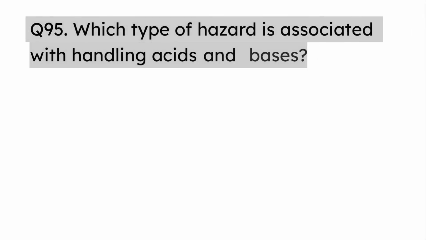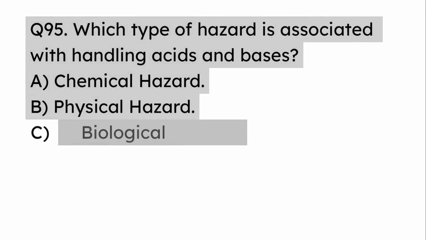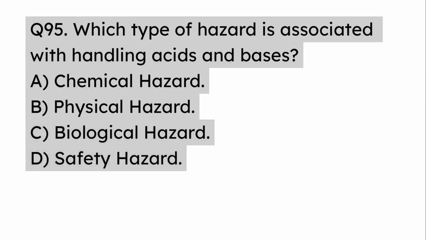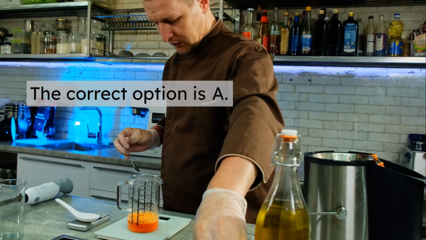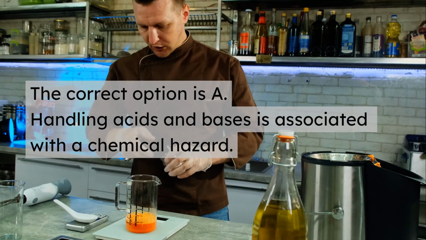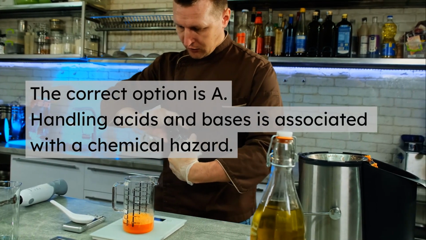Q95. Which type of hazard is associated with handling acids and bases? A. Chemical hazard, B. Physical hazard, C. Biological hazard, D. Safety hazard. The correct option is A. Handling acids and bases is associated with a chemical hazard.